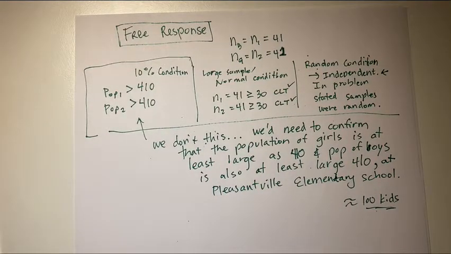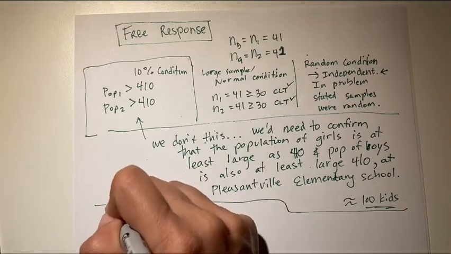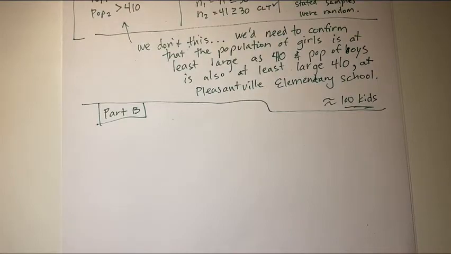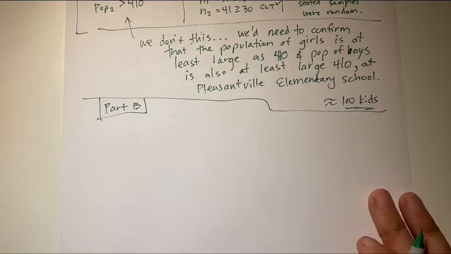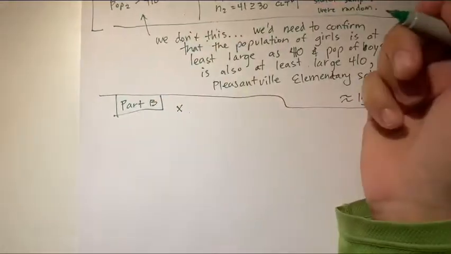Okay, so let's continue. This is just part A. So what's part B? In part B, I'm going to do the full state, plan, do, and conclude. Now, since this is not a matched pair, this is essentially the same thing I did last time.